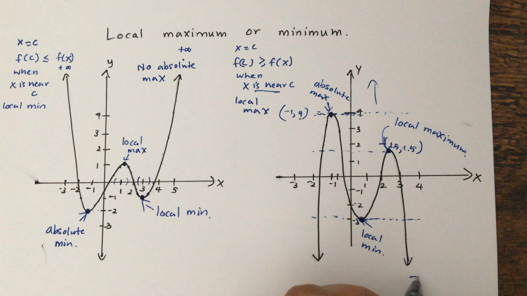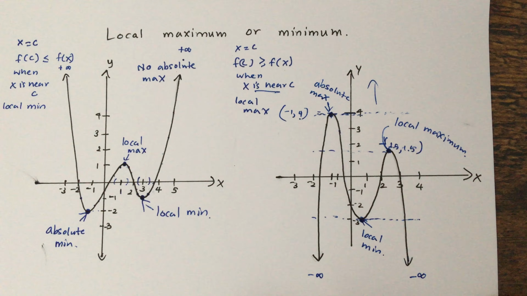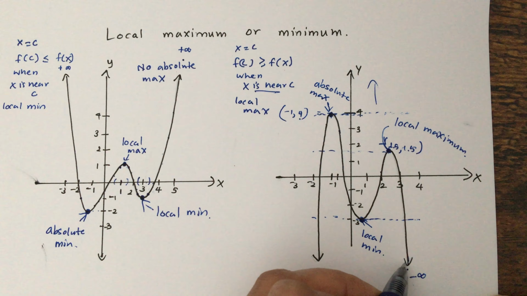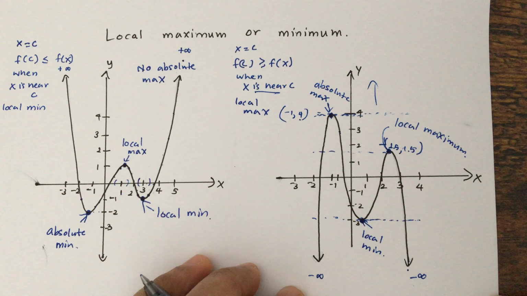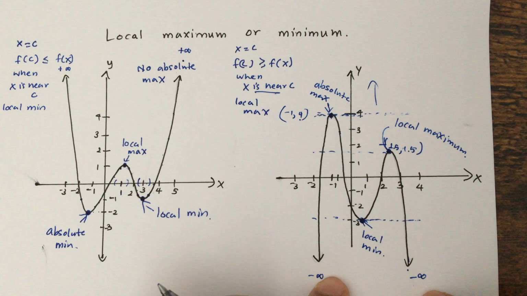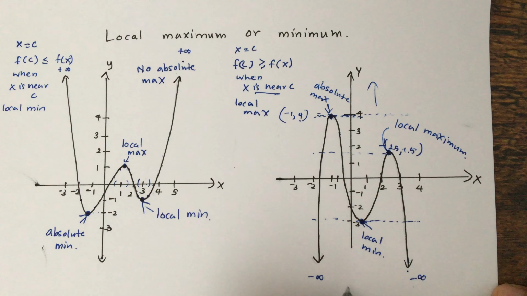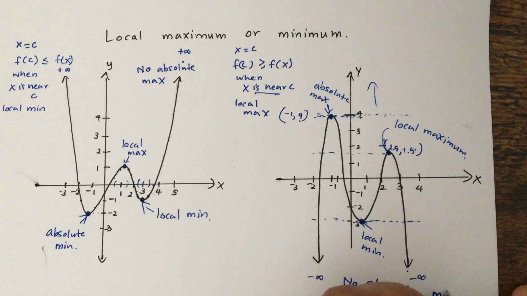Okay. How about the absolute minimum? The function is decreasing to -infinity, and this side also goes to -infinity. If you select any point, you can find another point whose y value is less, because this function is always decreasing. So you cannot find an absolute minimum in this case, right? So no absolute minimum.